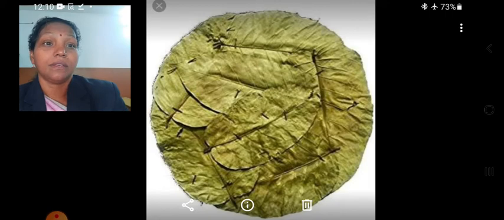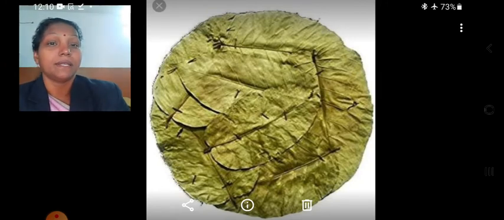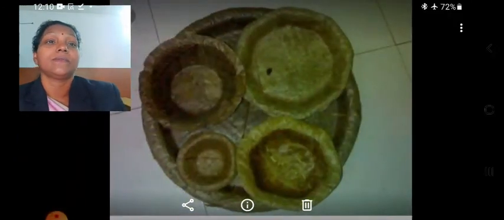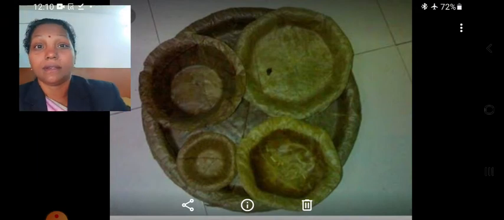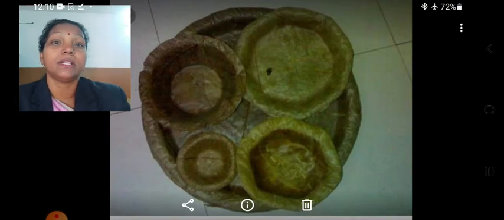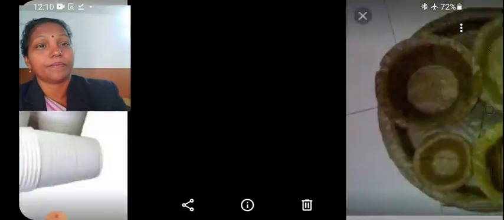Then we have seen leaves stitched together with small pieces of wood, which we call pattal. These are used instead of plastic plates. We can reduce the problem of waste materials this way. This we can also see at dinners. If we use such materials, the problem of waste materials can be solved.